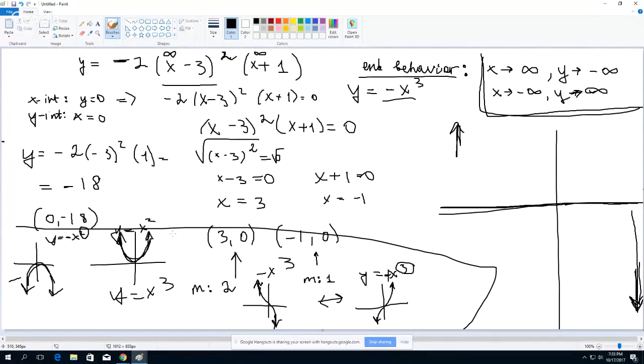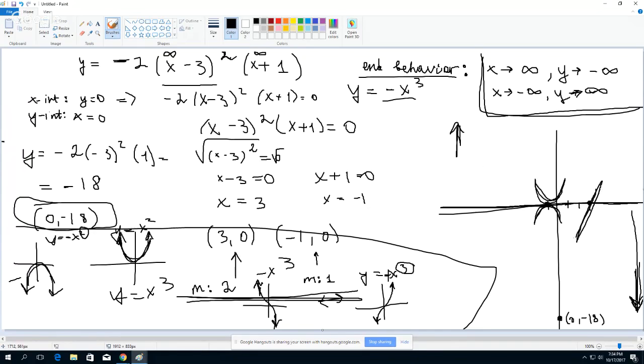Now let's find our points, the x-intercepts, on the graph. So we have 3 and 0, and then we have minus 1 and 0, right? And then we have the y-intercept, 0 and minus 18, so it's somewhere over there. This multiplicity thing is very helpful. If the multiplicity is an even number, it means that it bounces off the x-axis. So it's either like that or like that. But if the multiplicity is odd, 1, 3, 5, then it should go through the x-axis.